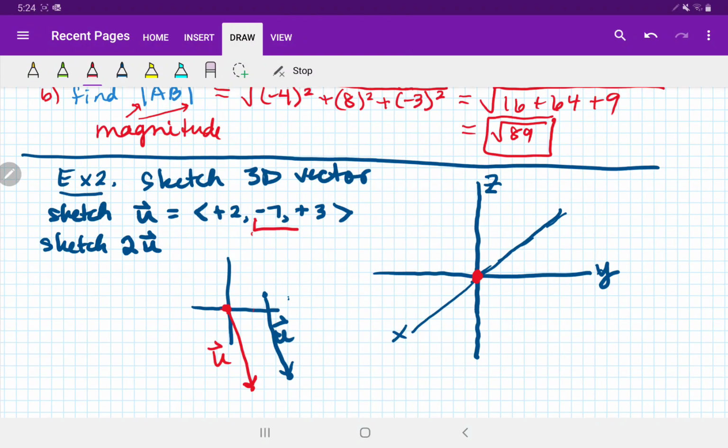As I told you, I like to do the y and the z first. So the y is -7, so 1, 2, 3, 4, 5, 6, 7. So -7, and then 3 for the z. So I'm going to do my little trail, my crumbs, then I'm here. And then I'm going to draw my little dash line that's parallel to x, and I want to go forward. So this is forward 2. I want to go forward 2, and this is left 7, and this is up 3.